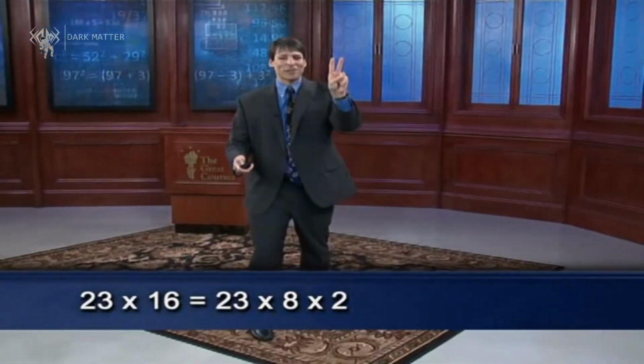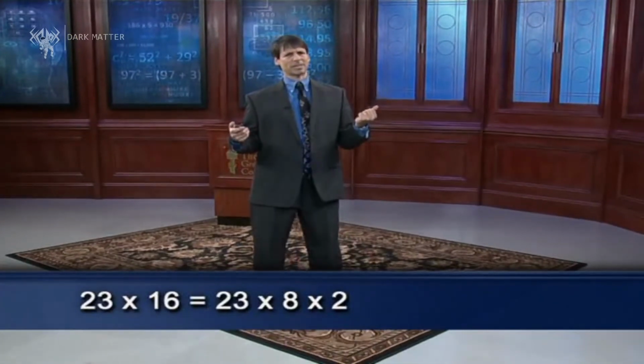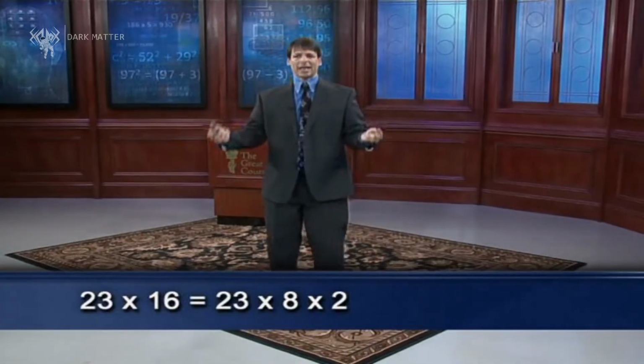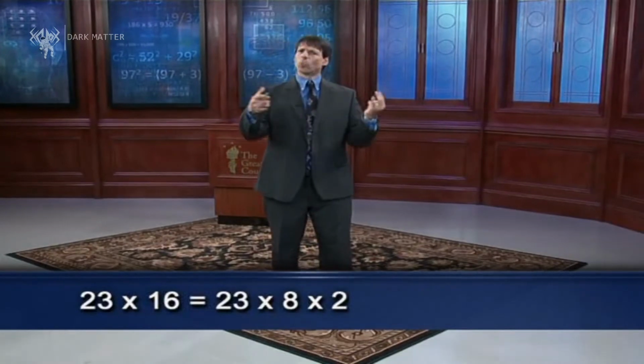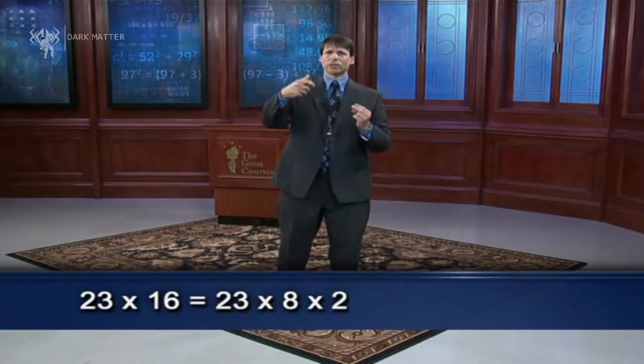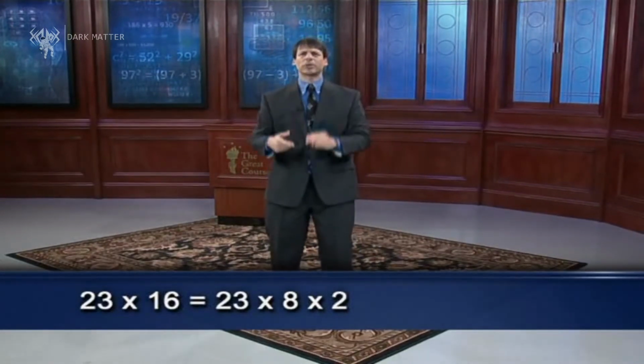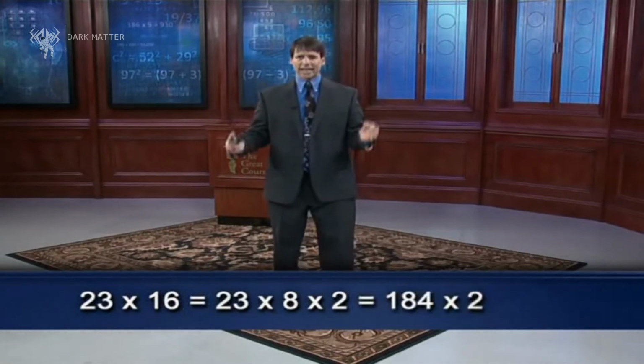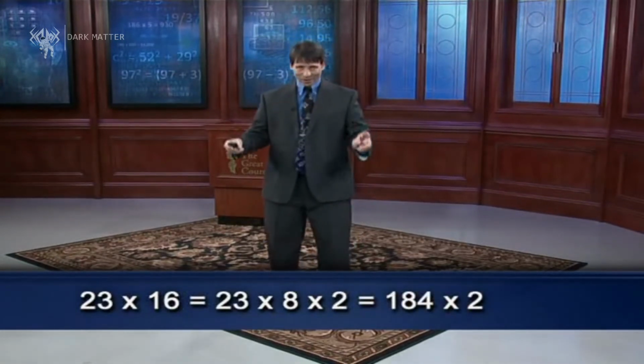Okay, let's do 23 times 8. All right, 23 times 8, that's a 2 by 1. 8 times 20 is 160. 8 times 3 is 24. 160 plus 24 is 184. Good. Pause. Take a break.